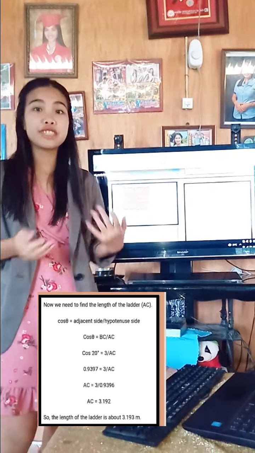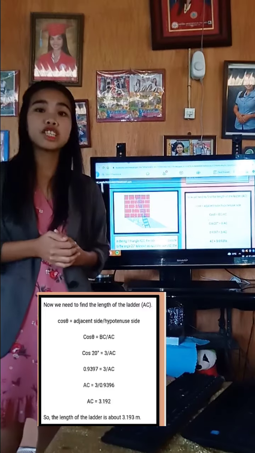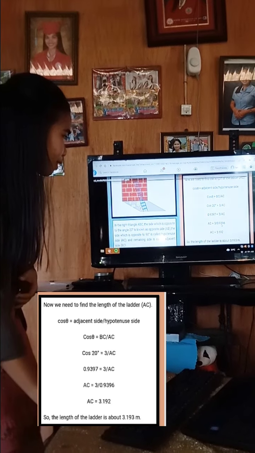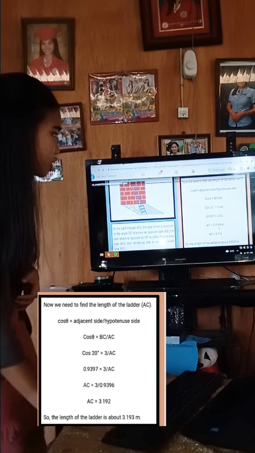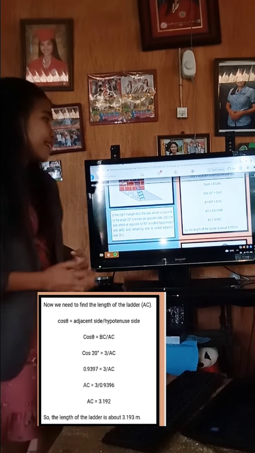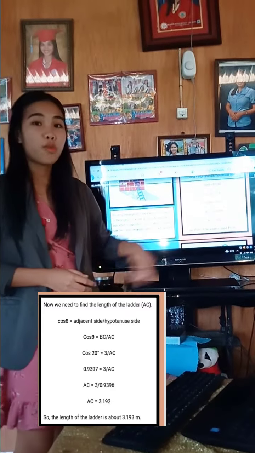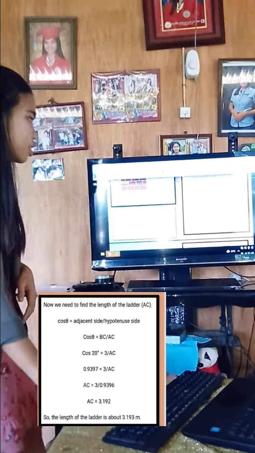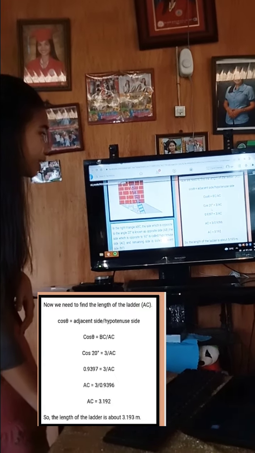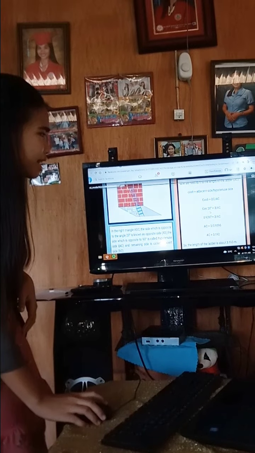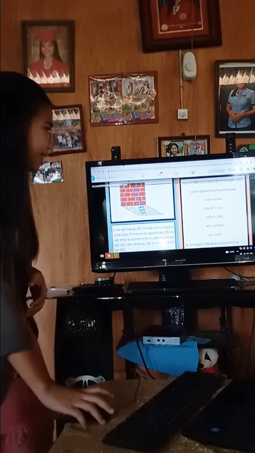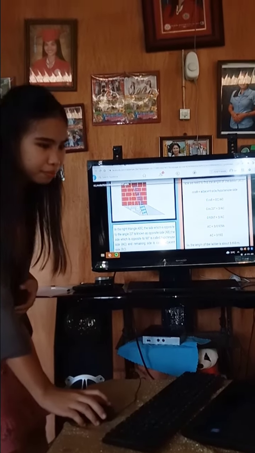So the next step is we are going to apply cross multiplication. When we are done applying the cross multiplication, the answer would be AC is equal to 3.192. So this is the final result. The length of the ladder is 3.193 and the unit is meter. So this is our final result.